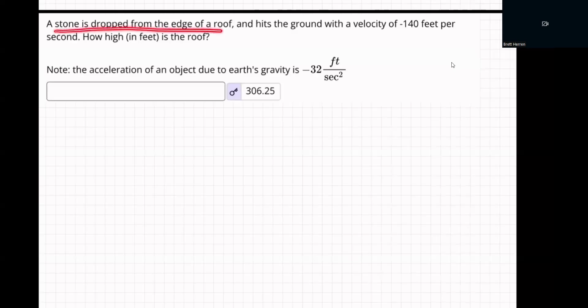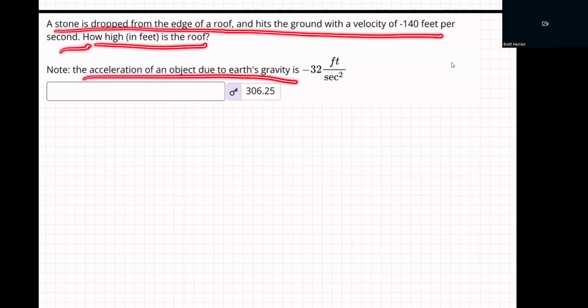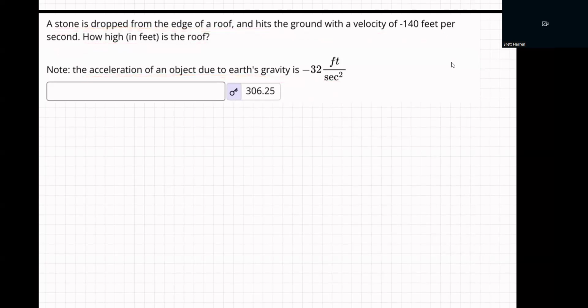A stone is dropped from the edge of a roof and hits the ground with a velocity of negative 140 feet per second. How high in feet is the roof? Note the acceleration of an object due to Earth's gravity is negative 32 feet per second squared.